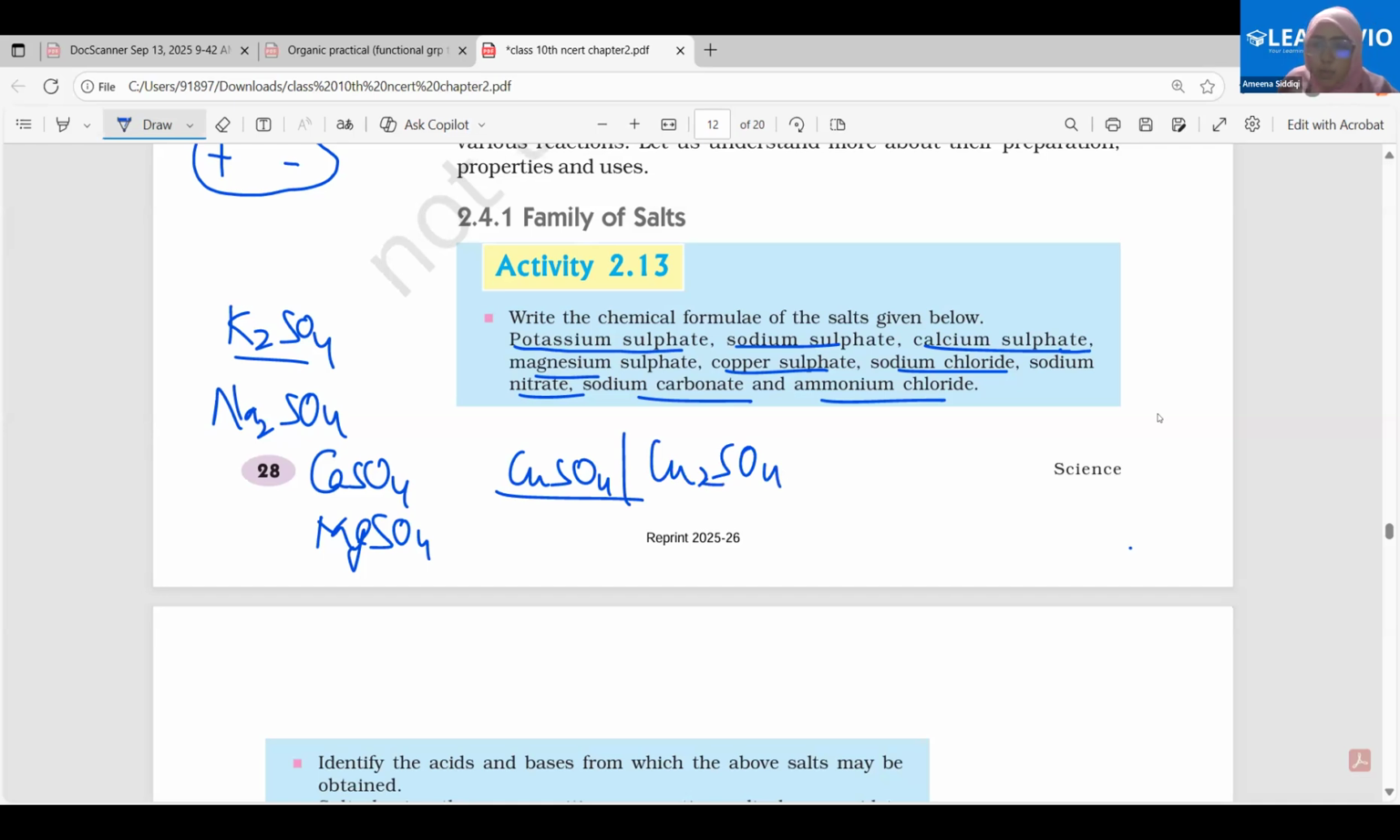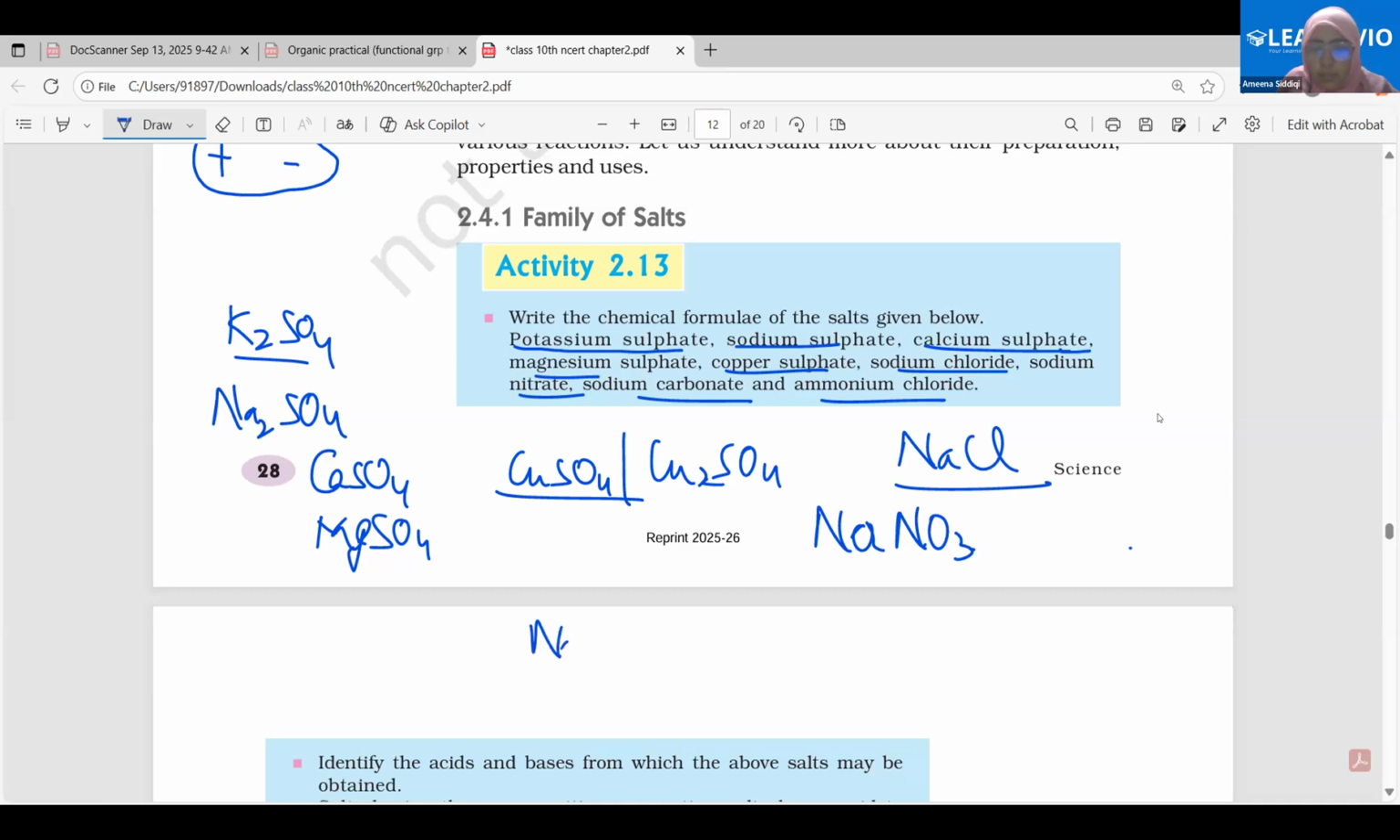SO4, fine. Sodium chloride, NaCl. Cl is -1. Sodium nitrate, no worries. What is the charge on nitrate? NaNO3, sodium nitrate. The charge on nitrate is -1, NO3 -1, that is nitrate.